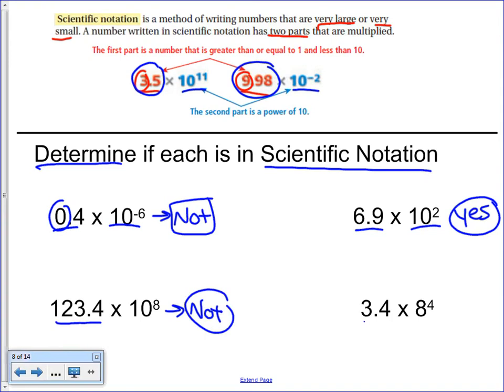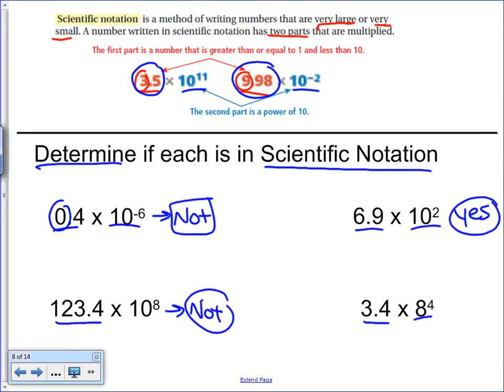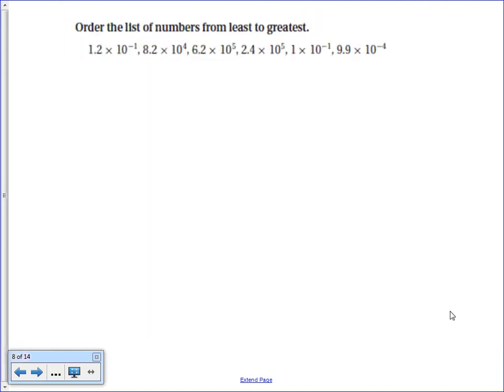Okay, looking at the last one here, I have 3.4. The 3.4 is okay. There's only one digit to the left of the decimal point. That's not a 0, or it is bigger than 1, less than 10. Looking at 8 to the 4th, though, is that a power of 10? No, it is not. It's just a power of 8, so this one is not in scientific notation.